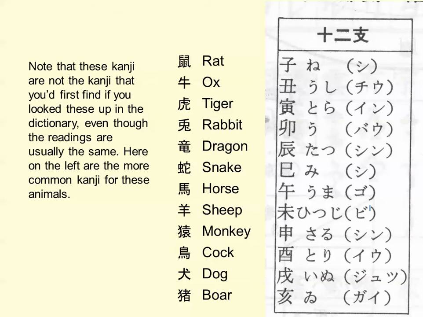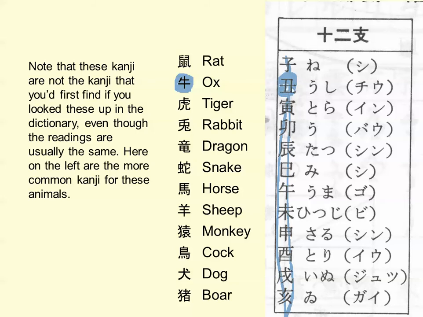Now, some of these, as I said, might be familiar to you, but note that the kanji we see here in this row are not the kanji that you'd find if you look these up in the dictionary. If I were using a Kokugo Jiten, for example, and I looked up the word ushi, this is not the first kanji I would see in the entry. Rather, this is the first kanji that I would see in the entry. And then maybe as a secondary thing, they'll label this, okay?